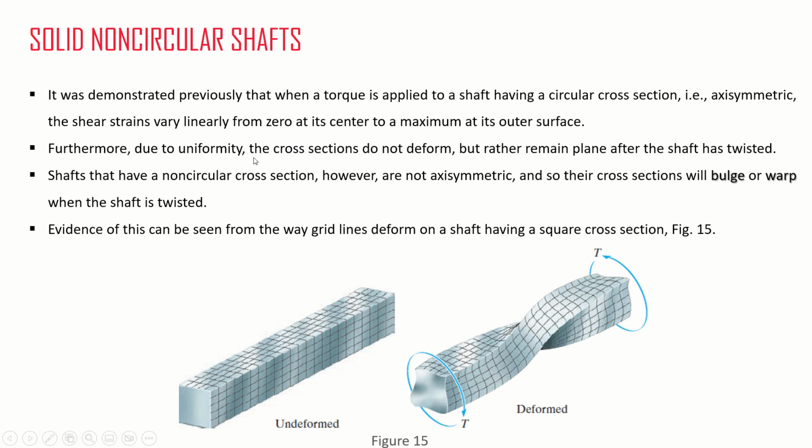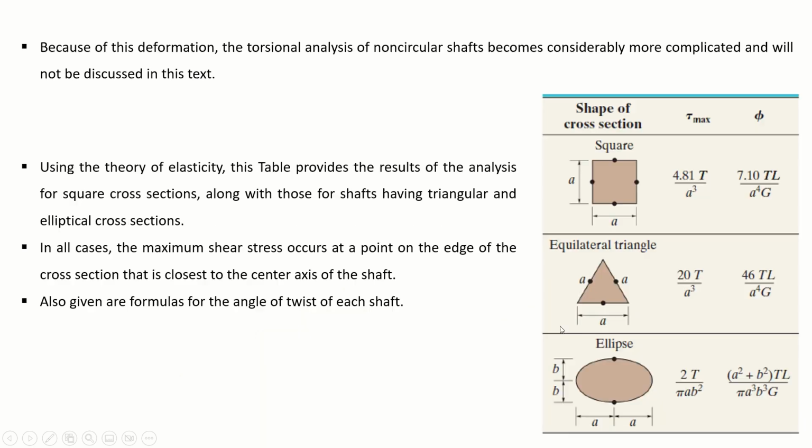Furthermore, due to uniformity, the cross section does not deform but rather remains plane after the shaft is twisted. So the circular section doesn't deform and it remains plane. But shafts that have a non-circular cross section, for example, this rectangular or square section, are not axis symmetric, and so their cross sections will bulge or warp when the shaft is twisted, right? So when it is twisted, see what happened to these squares, these all warped.